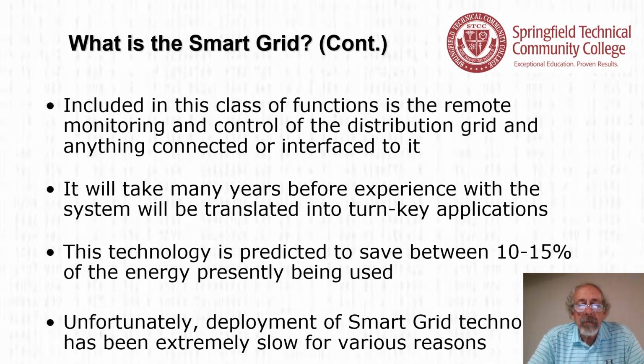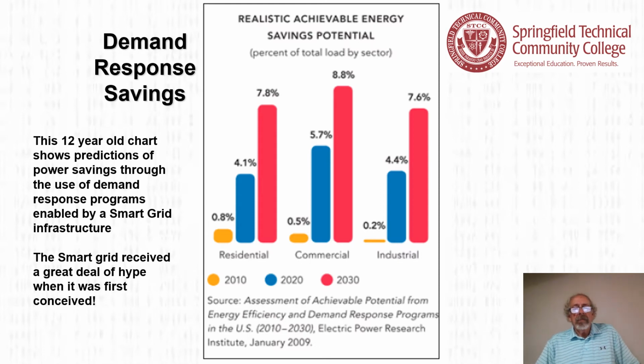Included in this class of functions is remote monitoring and control of the distribution grid and anything connected or interfaced to it. There's a term, microgrid, and the smart grid will allow microgrids to be interfaced to the larger grid. It will take many years before experience with the system will be translated into turnkey applications. This technology is predicted to save between 10 and 15% of the energy presently being used when it gets implemented. Unfortunately, deployment of smart grid technology has been extremely slow for various reasons. So here's a little slide that shows demand response saving.